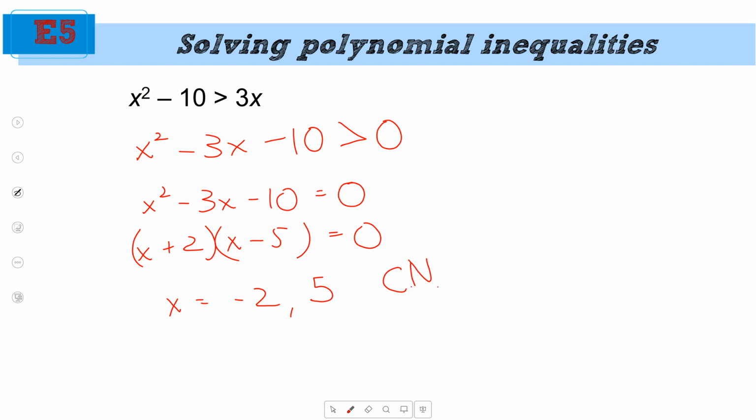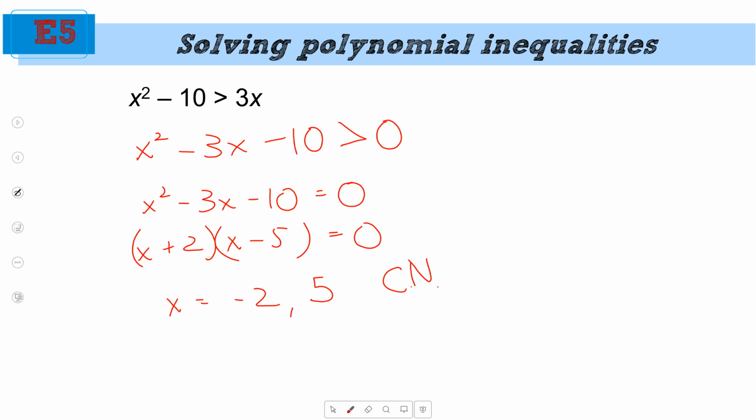Okay so far? C.N., anybody know what that stands for? Those are critical numbers. Those are a big deal. So something weird happens at -2 and 5. What happens is that the function is equal, not necessarily greater than. So what we're going to do now is slap those on a number line.